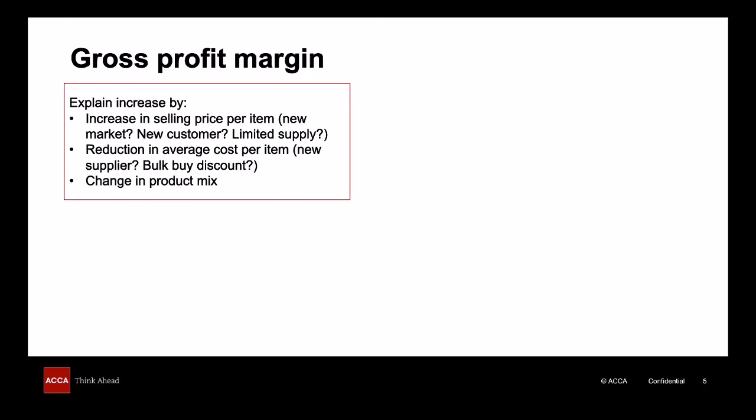An increase in gross profit margin might be explained by a reduction in average cost per item. Again, why might that be?